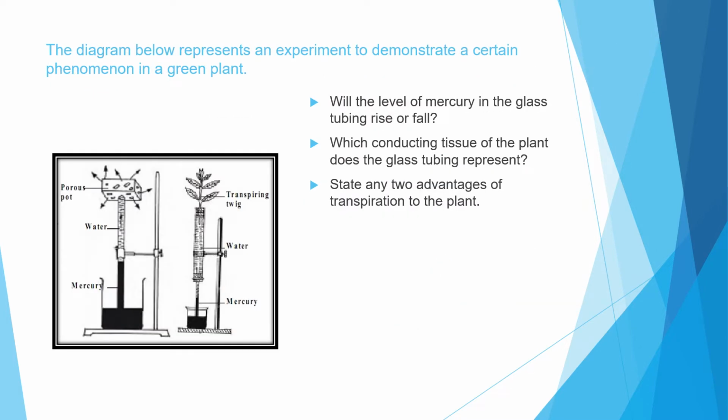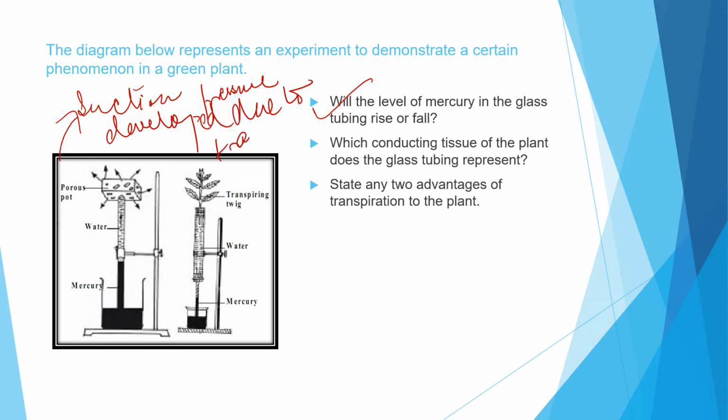Now the diagram below represents an experimental setup to demonstrate a certain phenomenon in green plants. What is the phenomenon? Observe the diagram properly. Will the level of mercury in the glass tube rise or fall? After seeing this, can you recall what this experiment is about? This experiment is about the suction pressure developed due to transpirational pull. So this is the experiment.